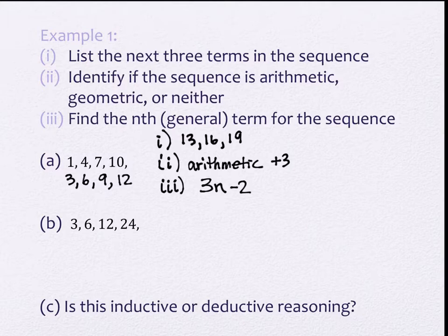And then it does work. 3 times 1 is 3, minus 2 is 1. 3 times 2 is 6, minus 2 is 4. 3 times 3 is 9, minus 2 is 7, and so forth.